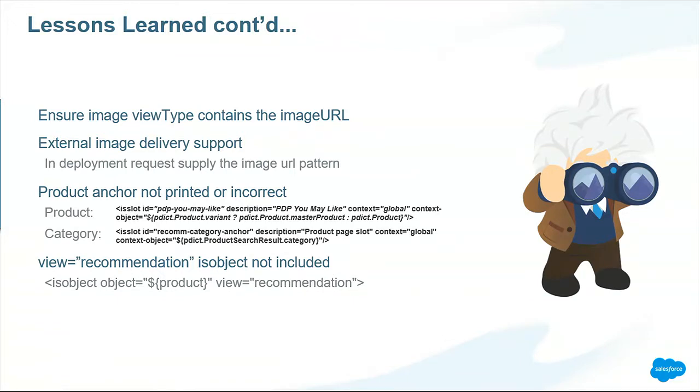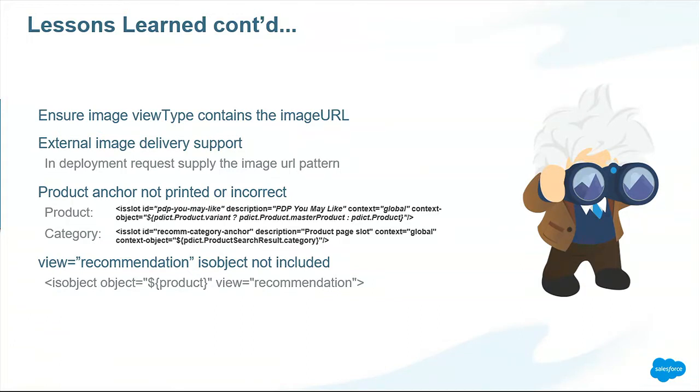And all of these recommendations are in context, so it's in the context of what the shopper is looking at that time. So if they're in a particular category, we're going to recommend from within that category. If they're on a particular product page, we're going to recommend based on that product that they're looking at, so that there's contextual relevance to the recommendations they're getting.